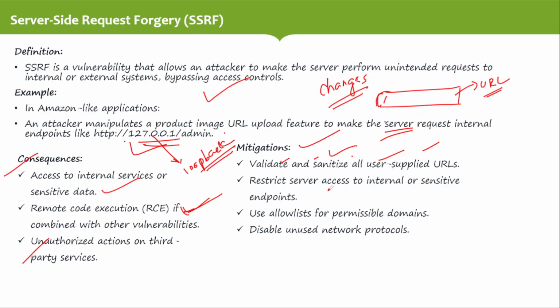Then, restrict server access to internal or sensitive endpoints. So we can restrict the server access to internal endpoints, such as an internal API endpoint. Then use an allow list for permissible domains. Everything is pointing to the same idea: we need to allow-list, and we can allow or disable these kinds of things. Also, disable unused network protocols. That is also a kind of solution.